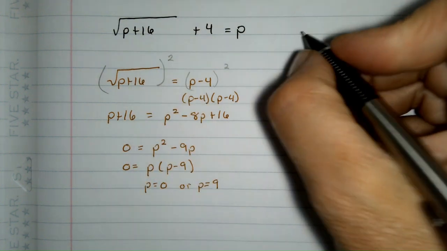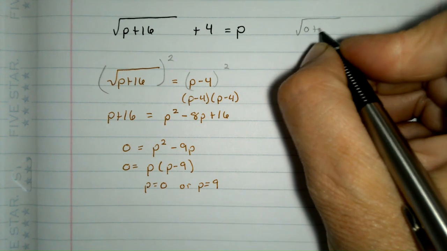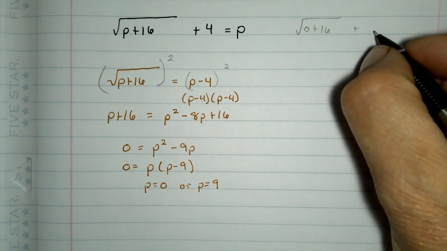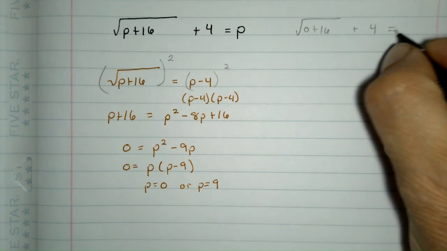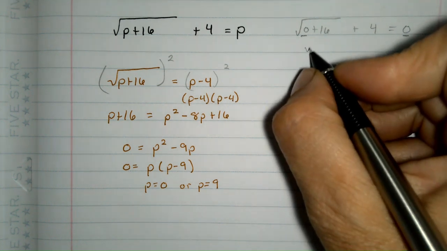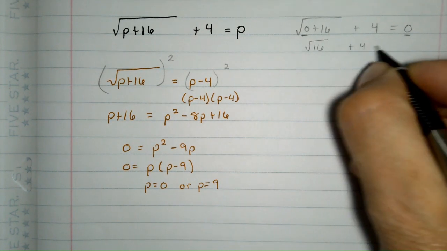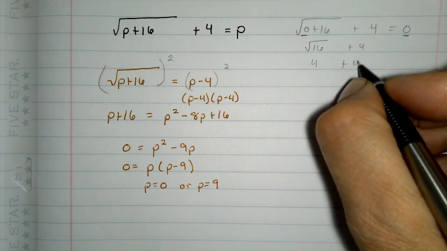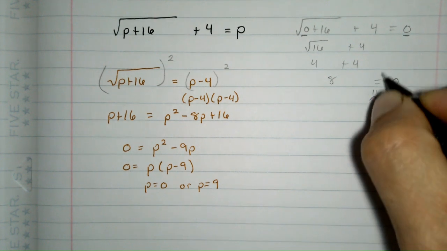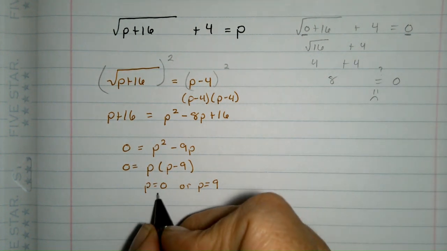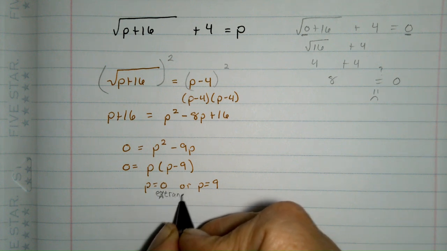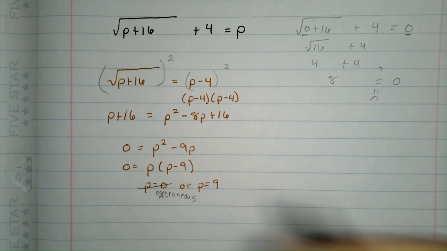So I'm going to check 0. 0 plus 16 plus 4 equals 0. So notice I put in the same p-value in both spots. So the square root of 16 plus 4 is 4 plus 4. That's 8. 8 is not 0. Okay, so 0 is extraneous. We're kicking it out.